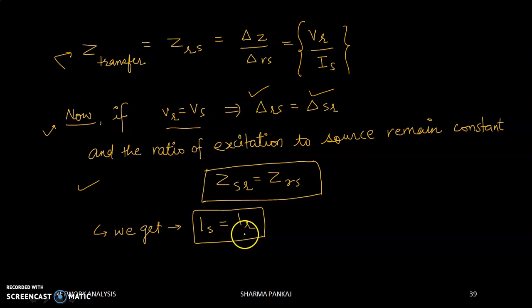The reciprocity theorem states that when a circuit is active, linear, bilateral, and has only one source, then the ratio of excitation to response remains the same when these two are interchanged. These two mean the excitation, the source, and the position of the response.